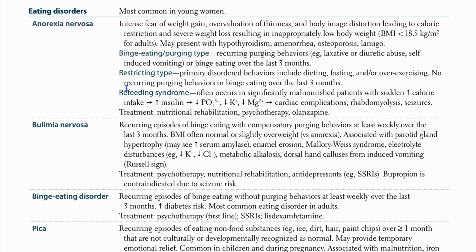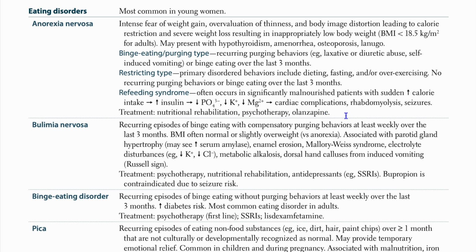And then there is refeeding syndrome. It often occurs in significantly malnourished patients with a sudden increase in caloric intake. They have an increase in insulin, which causes a decrease in phosphate, potassium, and magnesium, causing cardiac complications, rhabdomyolysis, and seizures. Treatment is nutritional rehabilitation, psychotherapy, and olanzapine.